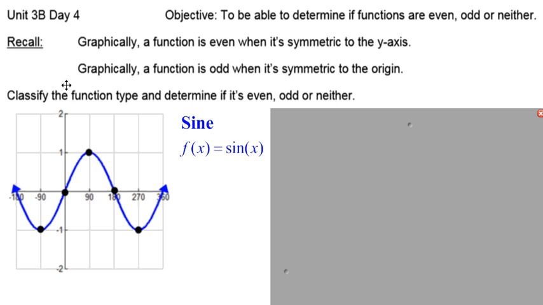If I drew my vertical line along my y-axis to look for symmetry, I can see what happens on one side is not happening on the other. So it can't be even.